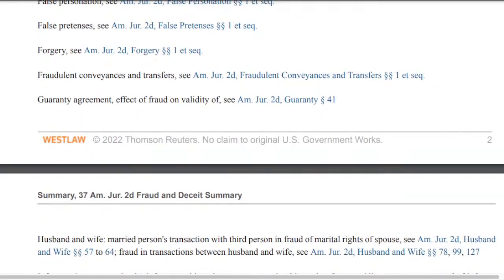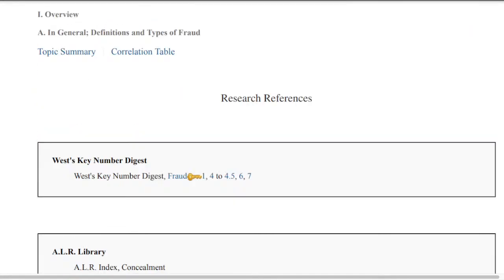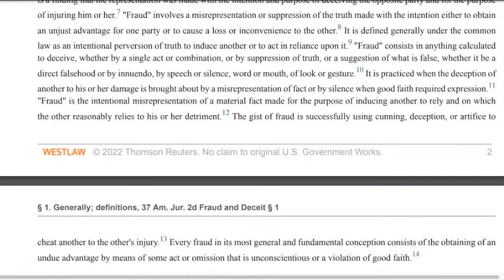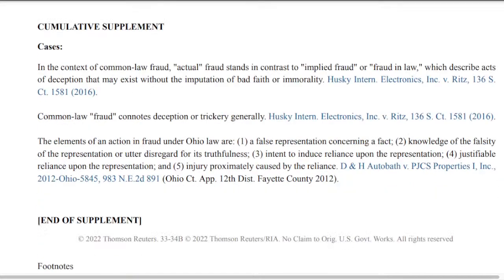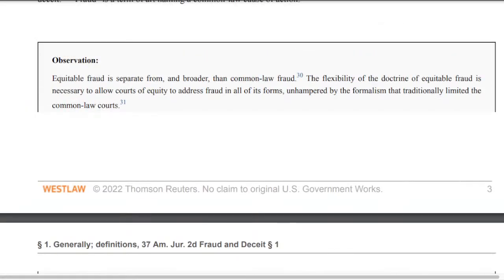Okay, so we just went down this nice laundry list here. And we're going on these cases here. So again, the common law is less broad than the equitable law in these cases.